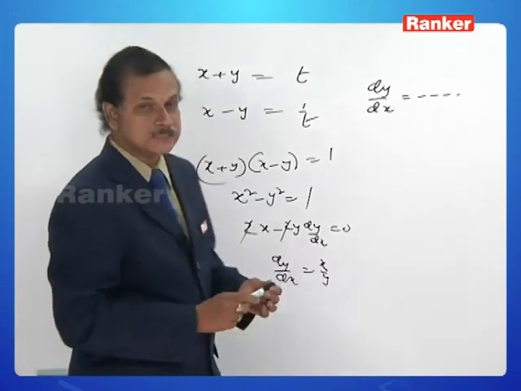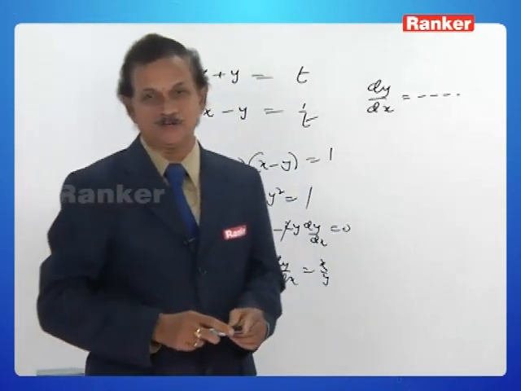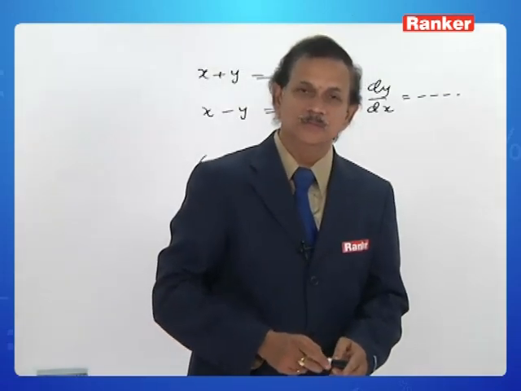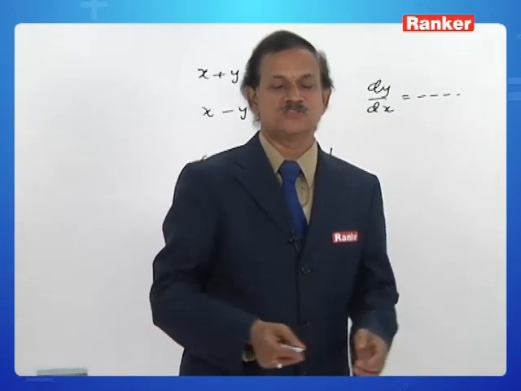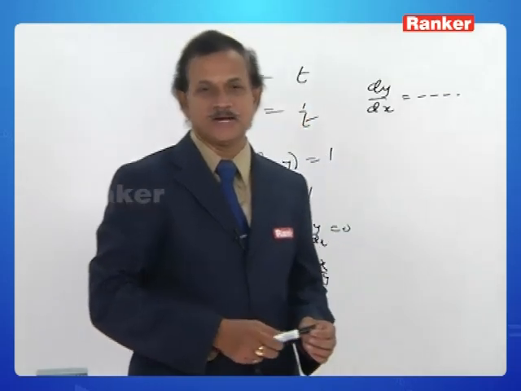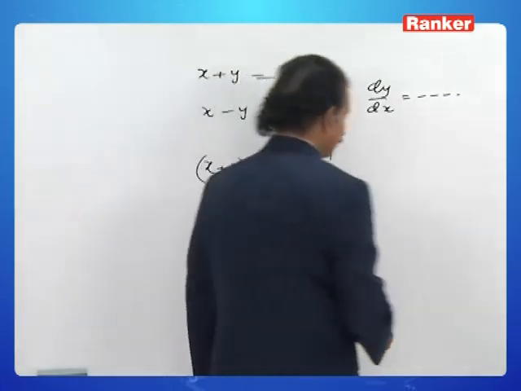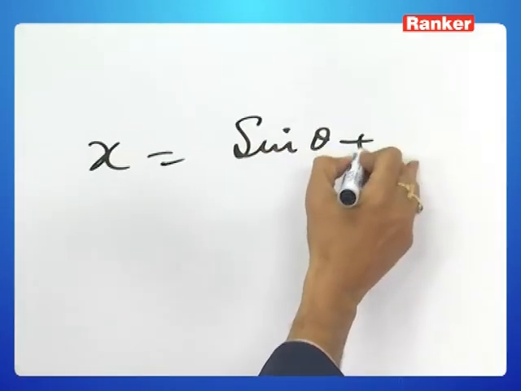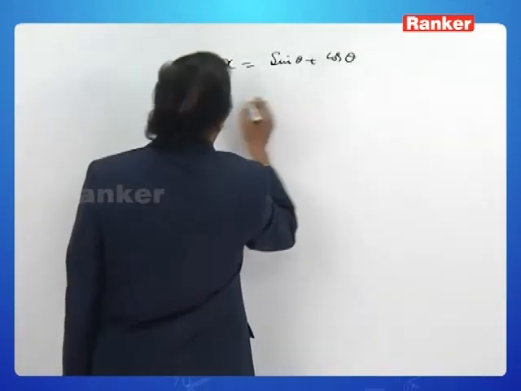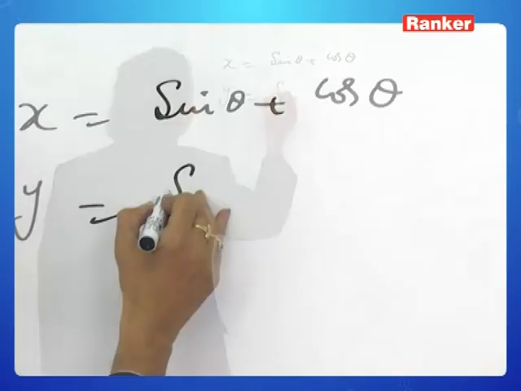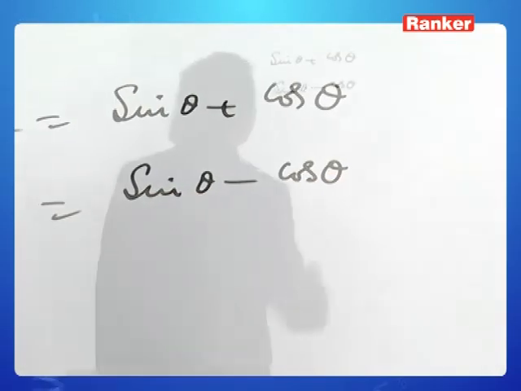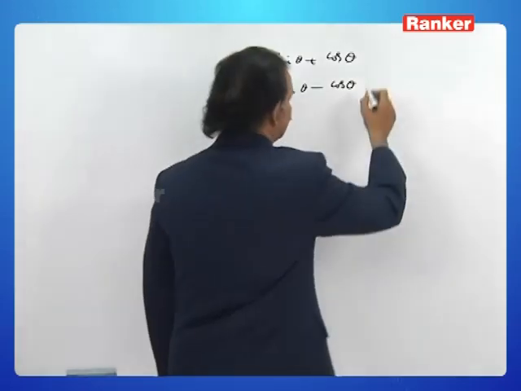So according to the scene and situation, according to the data and necessity, you are supposed to make your move. Yes, you have to get your strategy. You have to put your strategy to the next one. x is equal to sin theta plus cos theta and y is equal to sin theta minus cos theta. Then dy by dx is equal to?